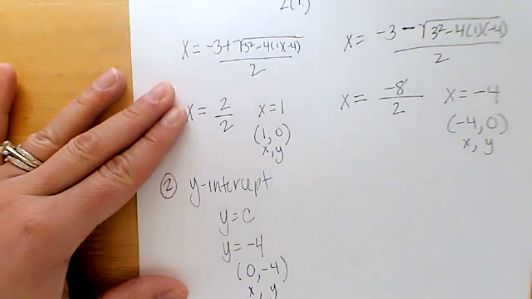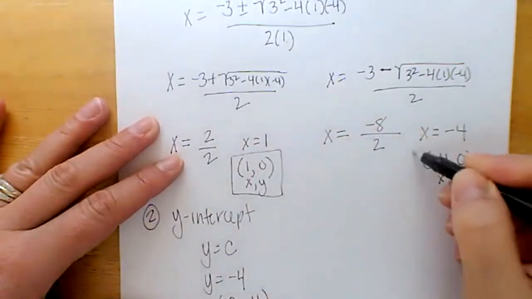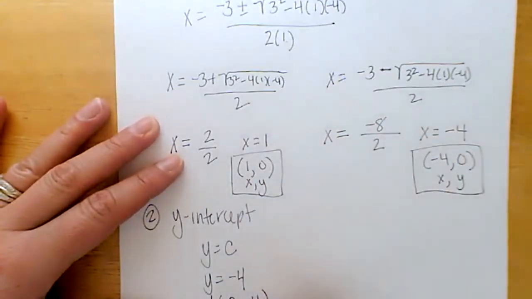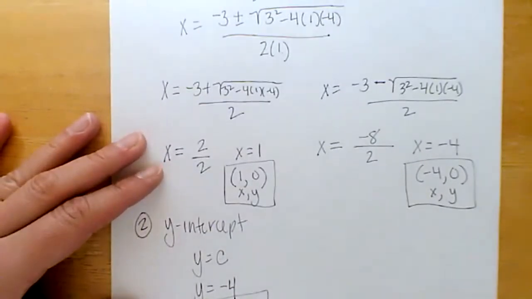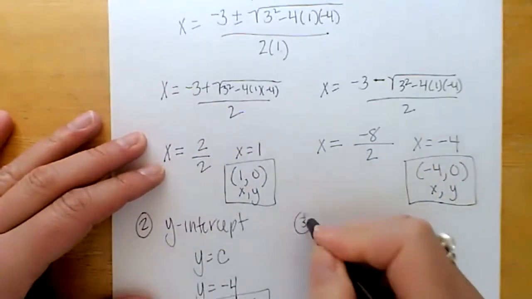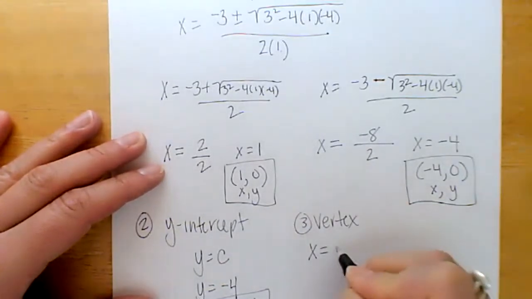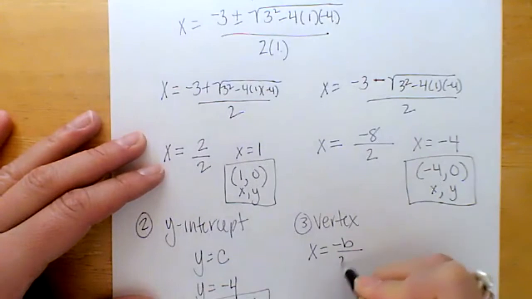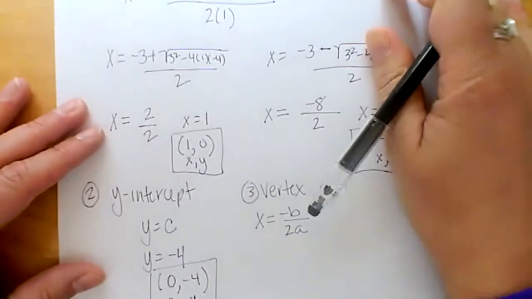So just to point that out, a little review of x and y intercepts. So we have our x-intercept, we have our y-intercept. The next thing that we're going to need is going to be our vertex. So number 3 is our vertex. And in our vertex, we're going to have to first find x. Here is the formula, negative b over 2a. That is to find the axis of symmetry.